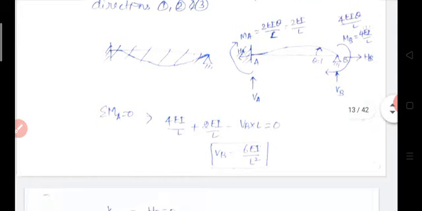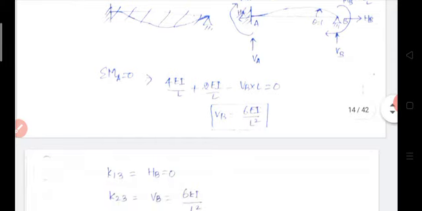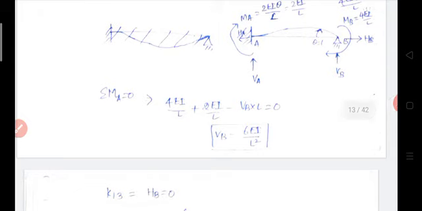First, summation of moment about A is equal to 0. While applying this equilibrium equation, VB is equal to 6 EI by L square. It is in upward direction. Then HB is equal to 0. There is no horizontal force in this structure, so HB is equal to 0, and also this rotation can't produce any axial force at this joint. Only axial displacement produces axial force.